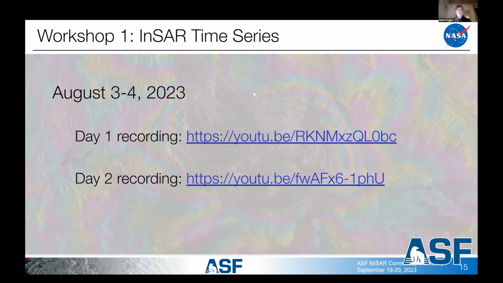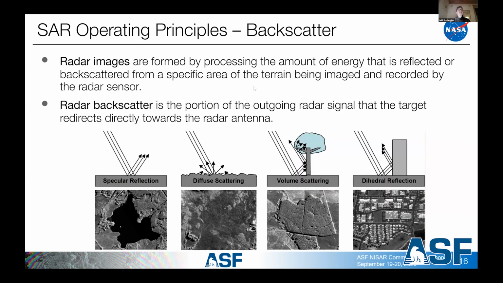So let's get back to amplitude. Backscatter is the amount of the signal that's sent out from the sensor that actually returns to the sensor to be measured. And radar images are formed by processing all of these backscatter measurements from the acquisition to create an actual image that shows you where the backscatter is coming from on the Earth's surface. So it maps those returns to the Earth's surface.